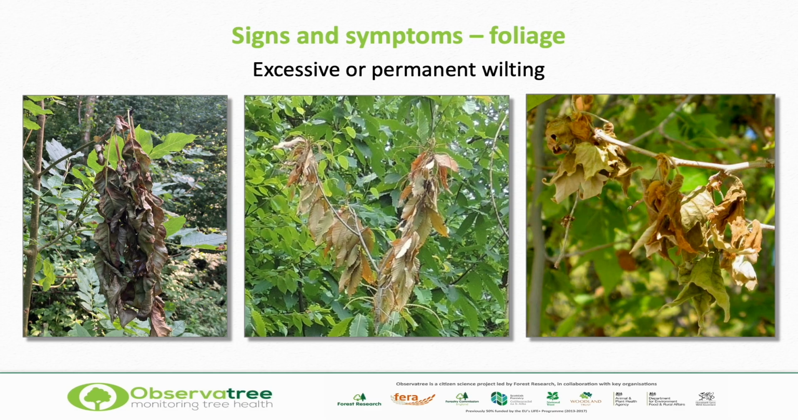So ash dieback typically causes these dark wilted leaves in the early part of summer. And then things like sweet chestnut blight in the middle, where all the leaves have died, but they're still hanging on. And then a plane tree with another fungal pathogen, anthracnose, on the right. So that's worth exploring if you start to see this sort of thing.